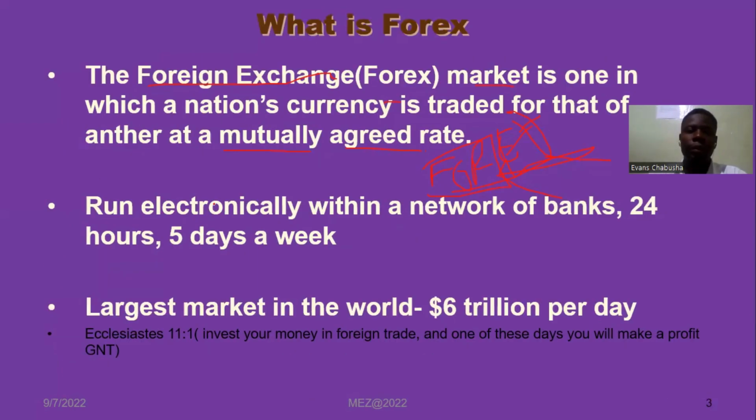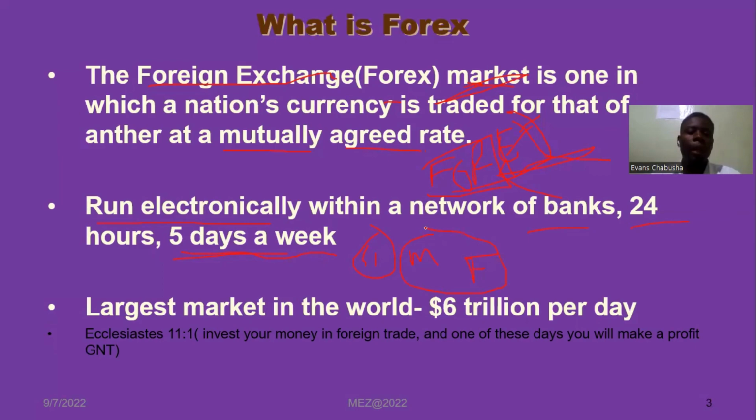Okay, so this Forex market is run electronically within a network of banks, 24 hours and 5 days a week. You can even guess the days that are not included in these 5 days a week. Sunday and Saturday, the weekends, the market is relatively closed, like the price is not moving relatively. So you can be in this market from Monday to Friday without any problem. You can trade this market. This is an online market from Monday to Friday, 24 hours a day. It is a continuous market, it doesn't close.